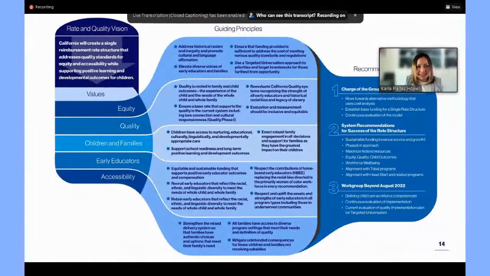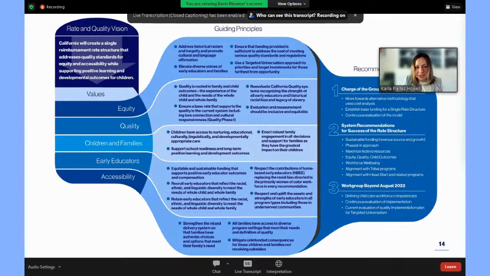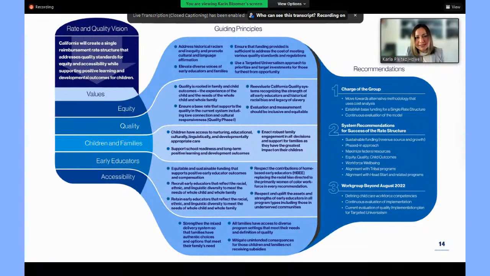So as a reminder, the rate and quality vision is what's called out in the statute in AB 131. The values came right out of statute as well: equity, quality, children and families, and accessibility. Early educators was not something that was called out in the statute specifically, but this work group thought it was really important to add that to the values, so we made those changes.